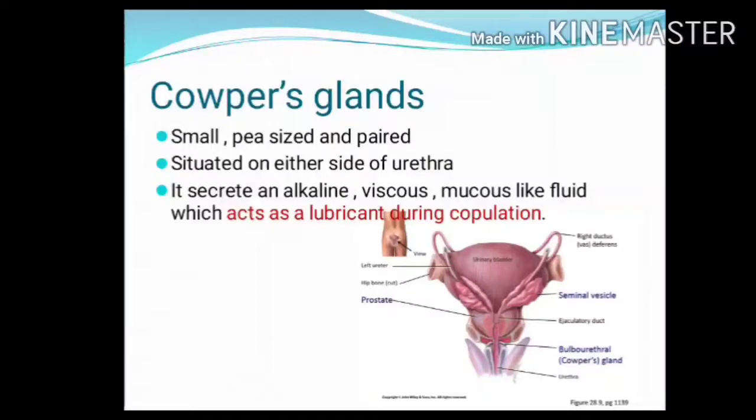The next type of gland is known as the Cowper's gland, or the bulbourethral gland. These glands are small, pea-sized and paired glands situated on either side of the urethra. This gland secretes an alkaline, viscous, mucus-like fluid which acts as a lubricant during copulation. Like this, in this chapter we have studied about the internal genitalia and external genitalia of the male reproductive system.